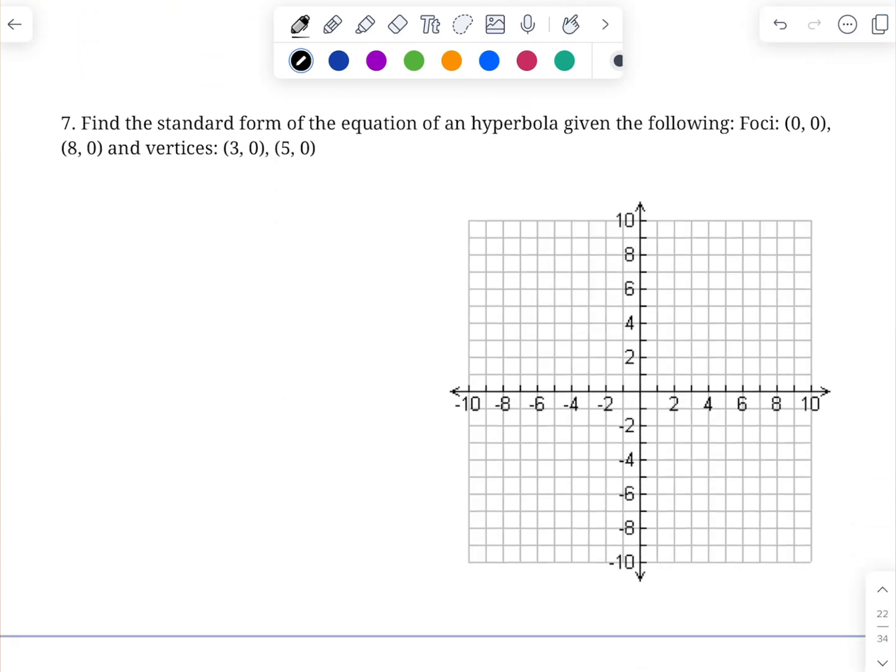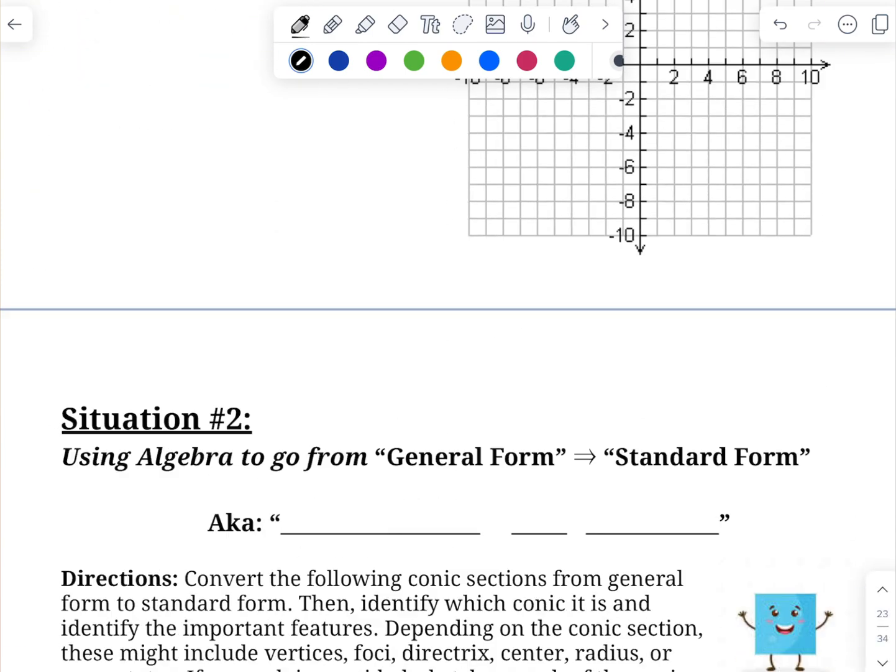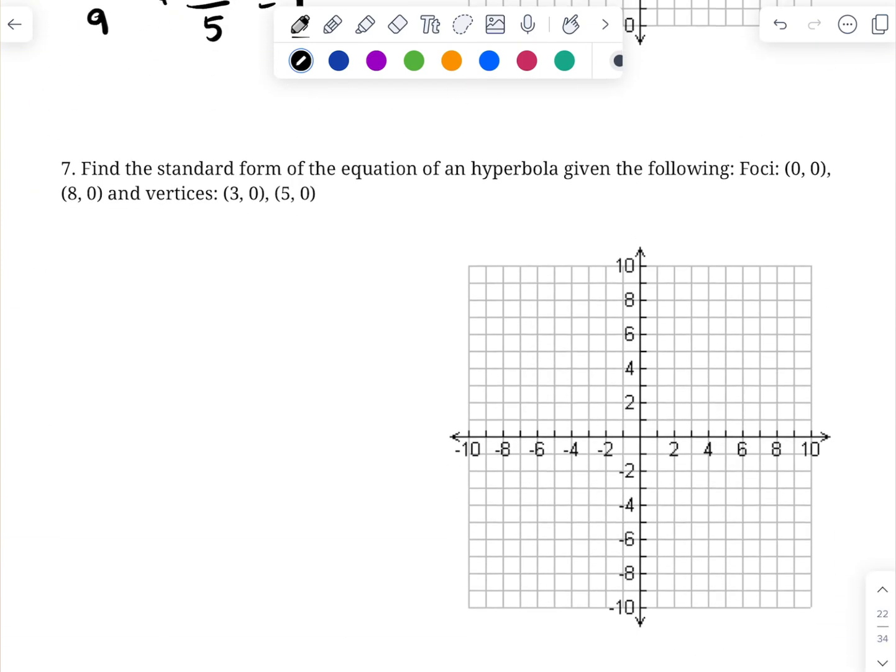All right. Last situation in problem in situation 1. Find the standard form equation of a hyperbola given the following. All right, so I'm going to do my usual. I'm going to graph all this stuff.